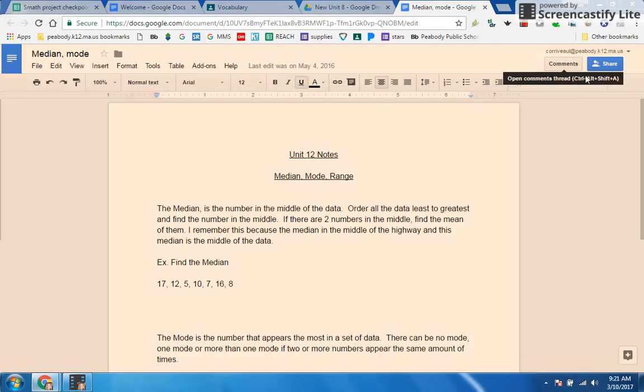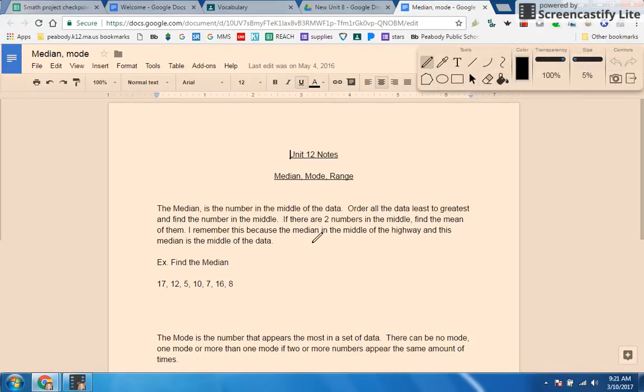So let's take a look at this one here. You guys can kind of do it with me. So it says find the median. Step 1 is I have to order these least to greatest. So that's going to be 5, and then it looks like 7, and then 8. So you guys can do this one with me. And then 10. Okay, and then what? 12, 16, and 17. So 12, 16, 17. Okay, so now I have them in order from least to greatest.